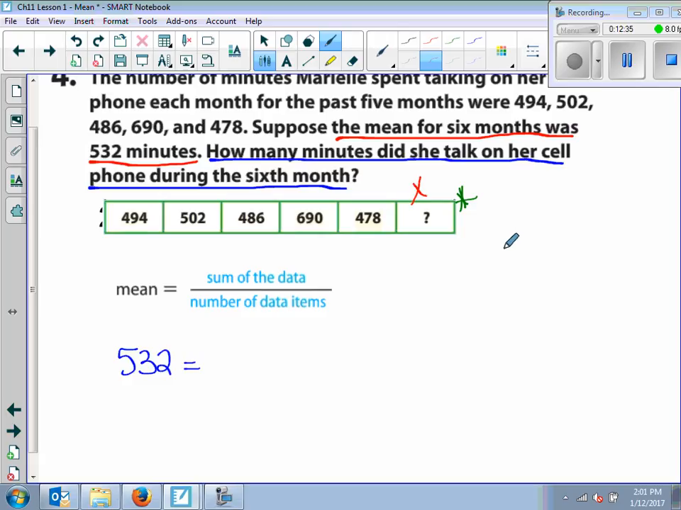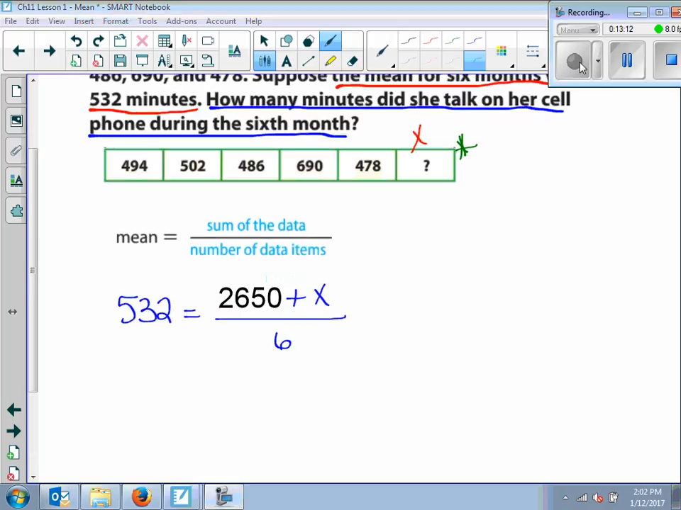So the sum of the data, I've already added it up for you. Those numbers, 2,650, right? That's for 1, 2, 3, 4, 5 of them. What am I missing? The 6th month. So we need to add that on, right? So plus x. Okay? Now, we want to divide by the number of data items. How many data items are there? 6, including the unknown one, right? So we're going to divide by 6. Now we're going to solve for x, right?